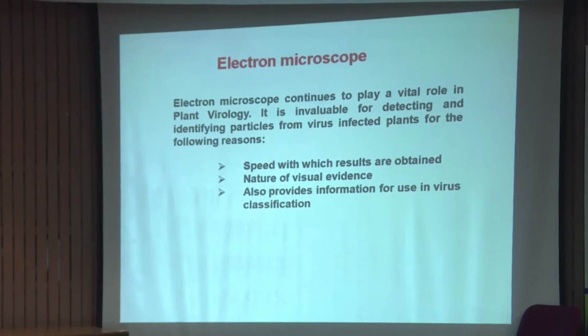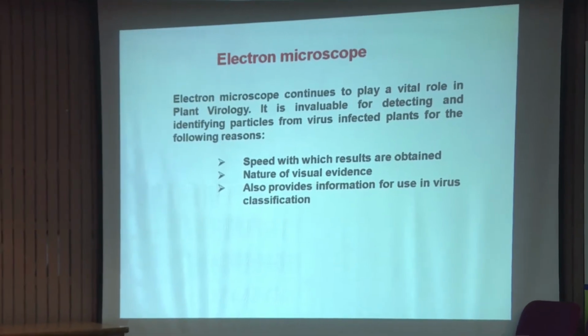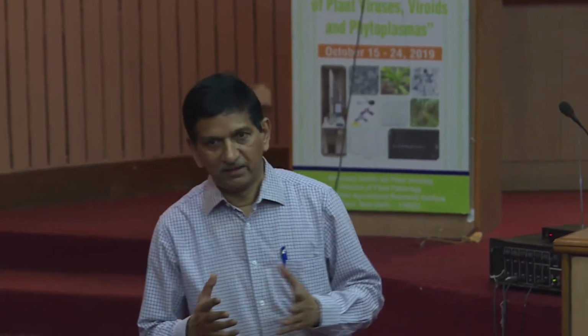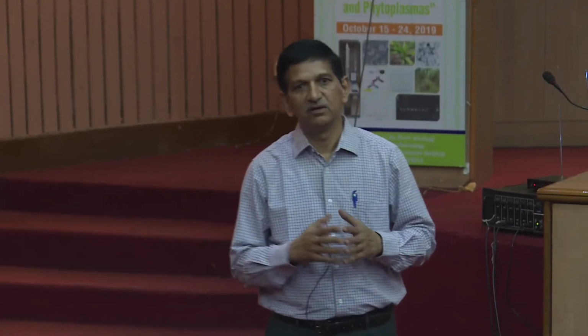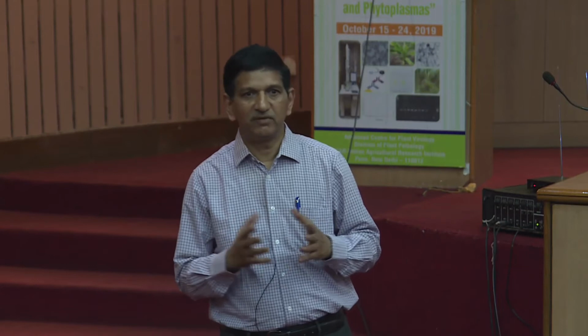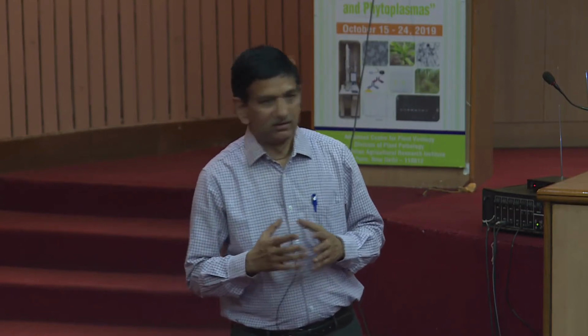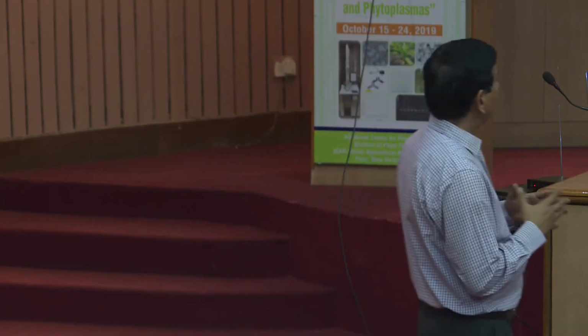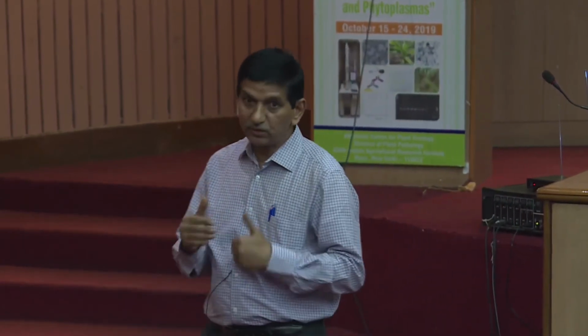So the electron microscope, as you know, is a very vital instrument for the detection of plant viruses. You cannot see the virus particle in an ordinary microscope. If you have this electron microscope facility, within a short period, within half an hour, you can know which type of virus you are dealing with. We can get the result very quickly.